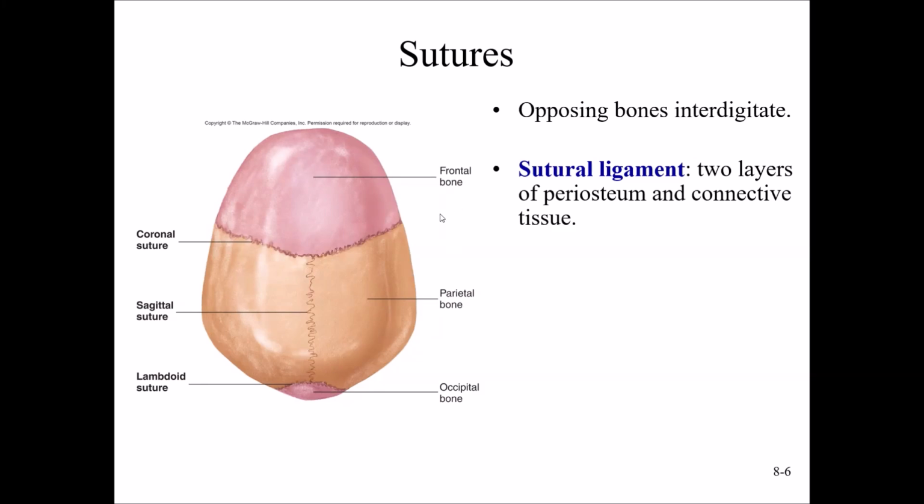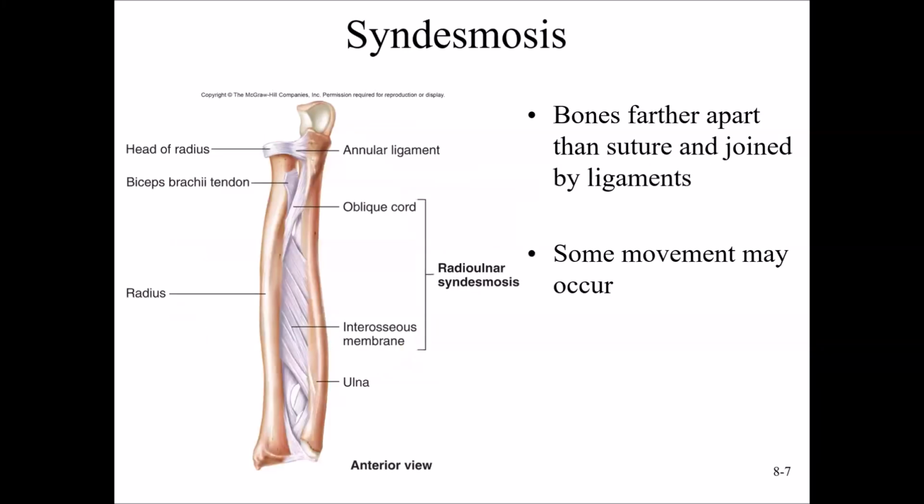And notice that it says up here that these opposing bones are interdigitated. The edges here, it's almost like putting your fingers together, your fingers being intertwined. The ends of these bones are literally intermingled or intertwined into the next one. In between, there's actually a sutural ligament, which is made up of periosteum and some connective tissue here, dense fibrous connective tissue or collagen fibers that are part of this suture.